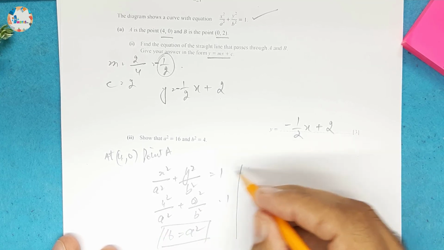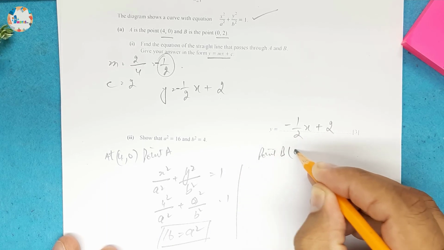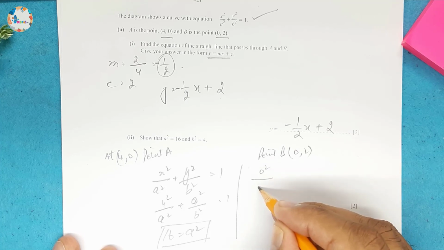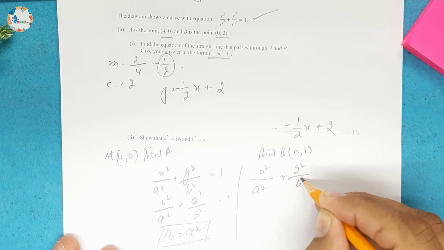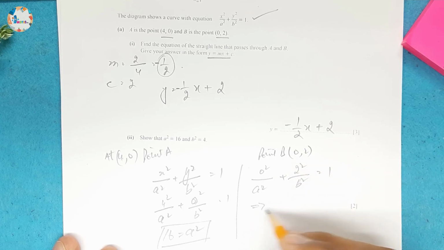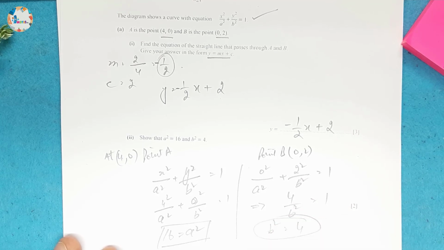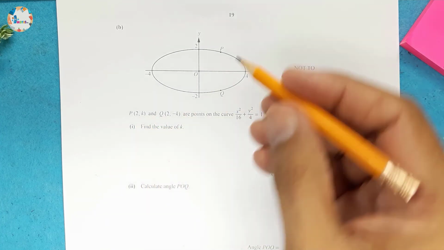And now we can replace with point B. So point B is 0 and 2. If we replace this one, this will be 0 squared over a squared plus y is 2, so 2 squared over b squared is equal to 1. So this implies 4 over b squared is equal to 1, which implies b squared is equal to 4. And this is also done. Now in this part b, they are saying for the diagram they have provided, p is equal to 2k.